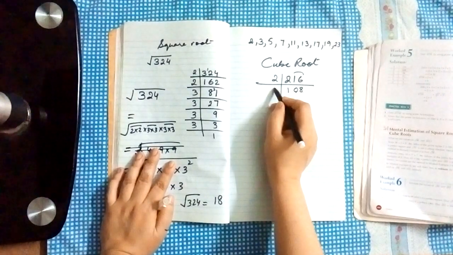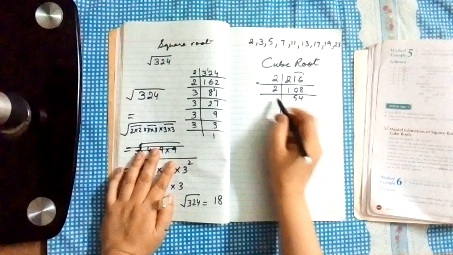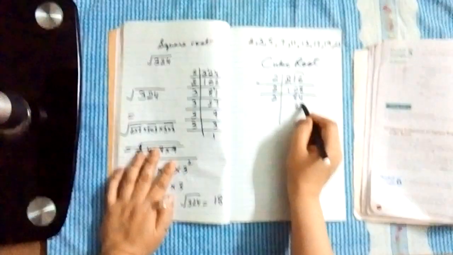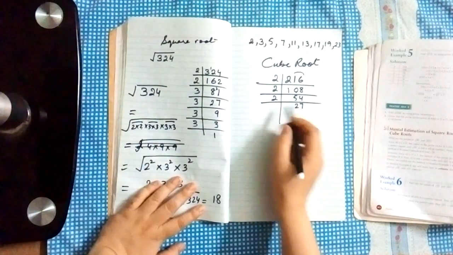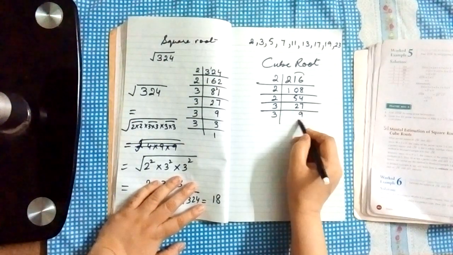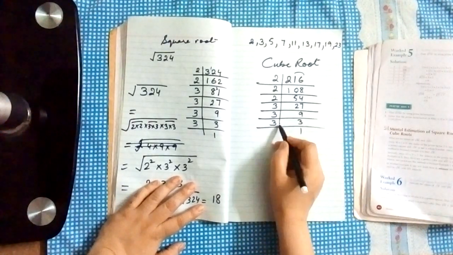Next, 2 fives are 10, 2 fours are 8. Next, 2 twos are 4, 2 sevens are 14. Now 27 is divisible by 3. 3 nines are 27, 3 threes are 9, 3 ones are 3.